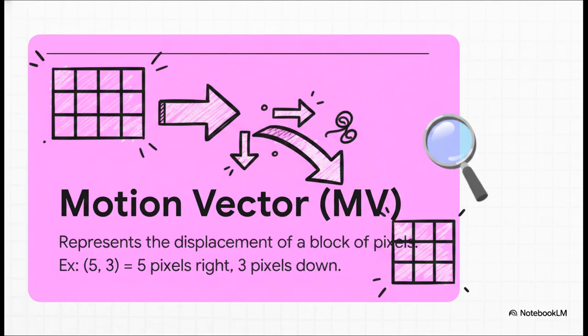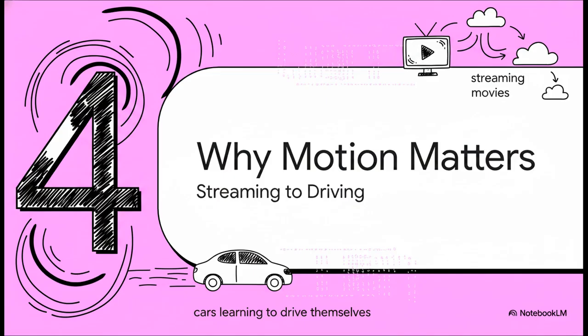Now do that for thousands of blocks all over the image, and suddenly you have a super detailed map of all the movement happening in the scene. Okay, so all of this is pretty cool from a technical standpoint, but why should you actually care? Well, it turns out this technology is quietly running the world all around you, from the shows you stream to the cars we'll be driving in the future.